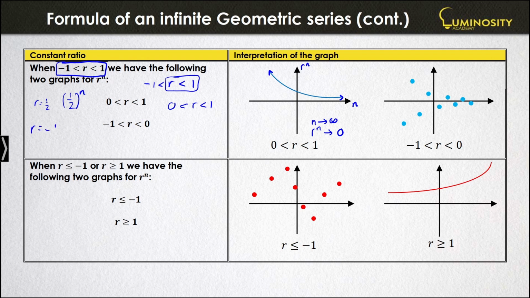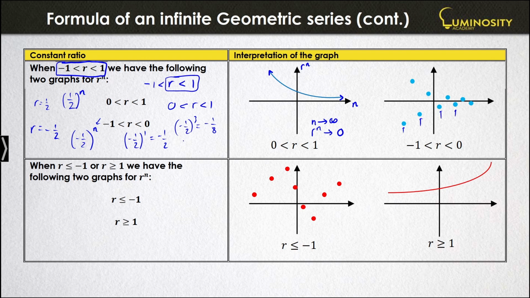What happens when r is between -1 and 0, not including those values? Let's take r equals -1/2. So you have -1/2, then raise it to the power n. Because of that negative number, when you put odd exponents here, like 1 or 3 or 5, it's going to end up being negative, because -1/2 to the 1 is -1/2. -1/2 cubed is -1/2 times -1/2 times -1/2, which is -1/8. So all the odd exponents are going to make this graph oscillate in the negative region.